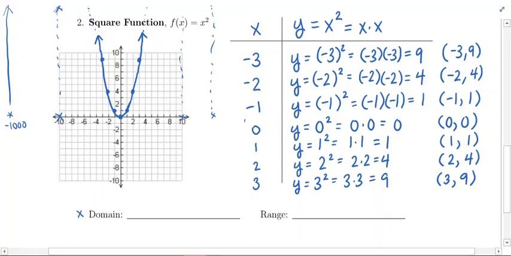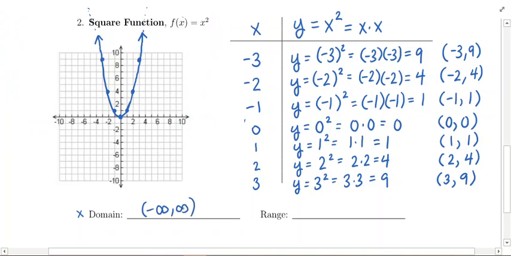Probably the easiest way to see it is from the formula. We are dealing with x squared. That is a polynomial. So the domain of a polynomial is all real numbers. So the domain is going to be all real numbers here.